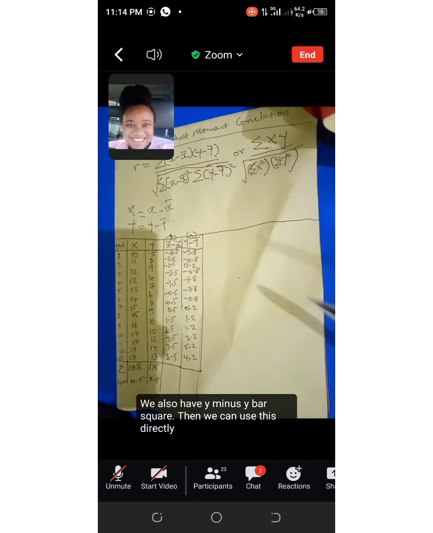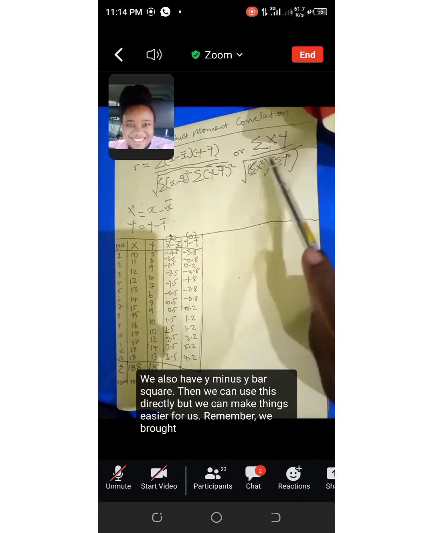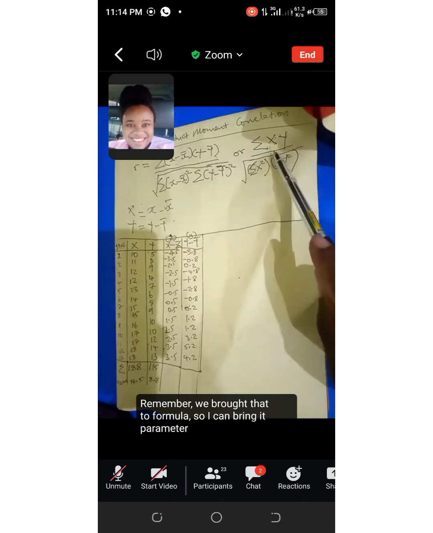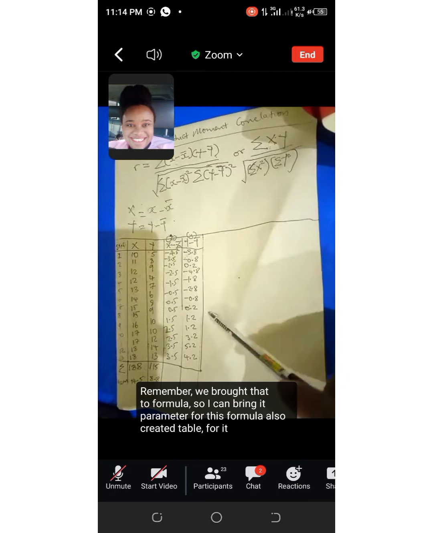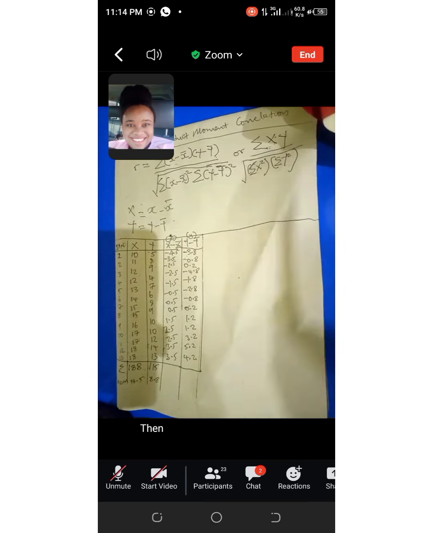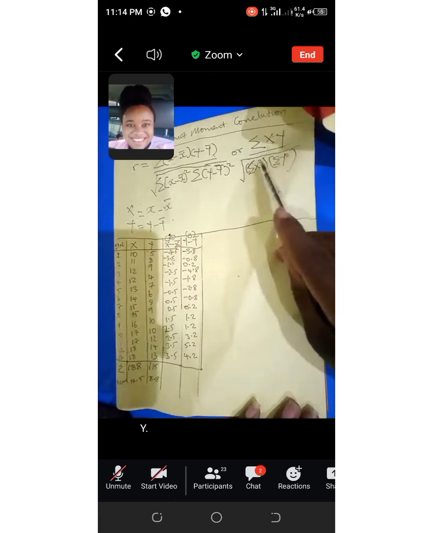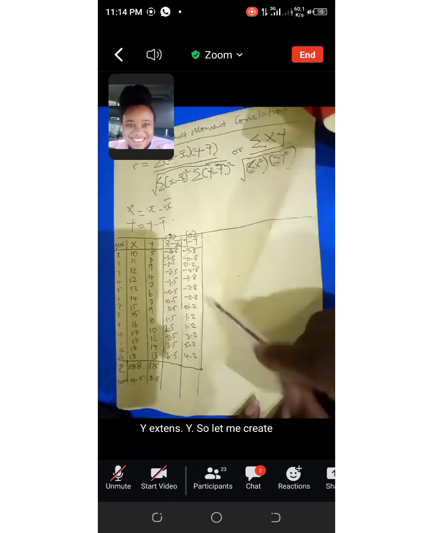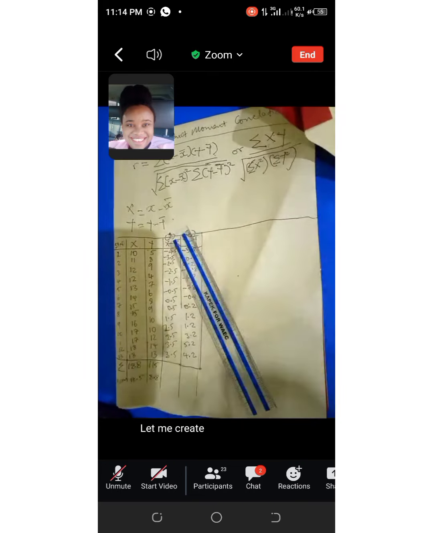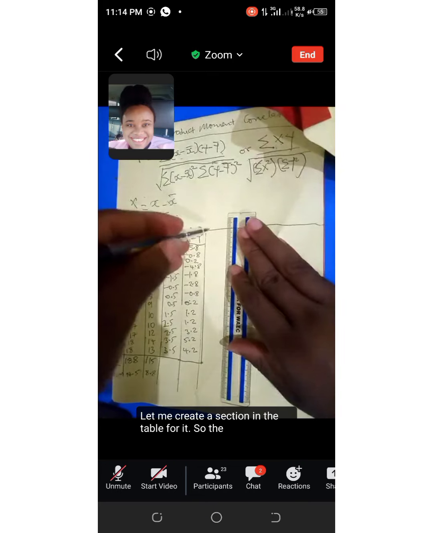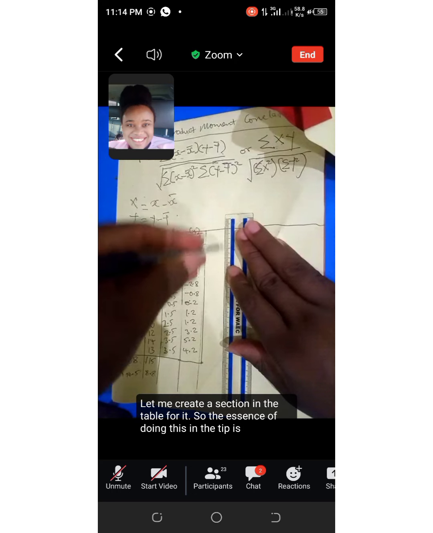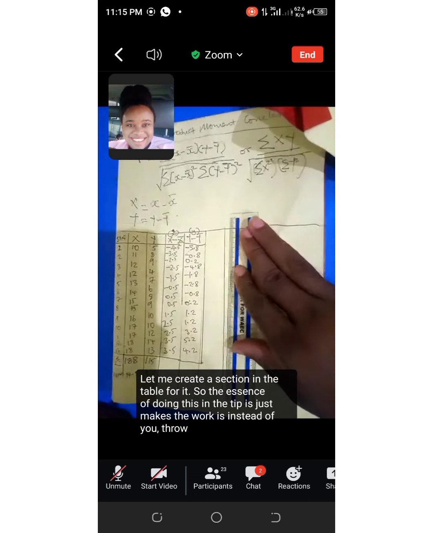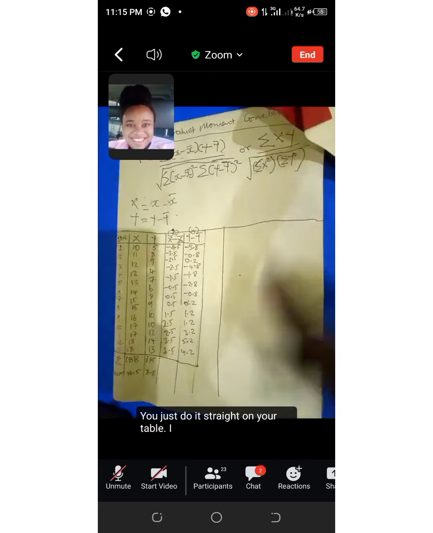Remember, we brought out two formulas, so I can bring a parameter from this formula and also create a table for it. Then we'll now see why one of the formulas is better. So we have xy, x times y. Let me create a section in the table for it. The essence of doing this in the table is that it makes the work easier. Instead of you struggling to calculate one by one, you just do it straight on your table and just pick the summed values, put them in the formula and get your answer.